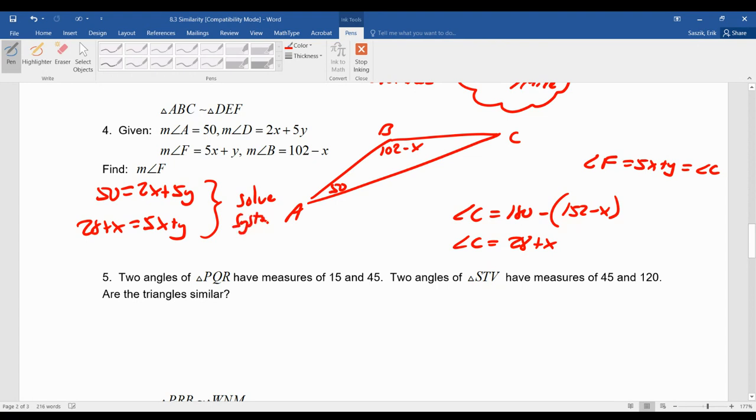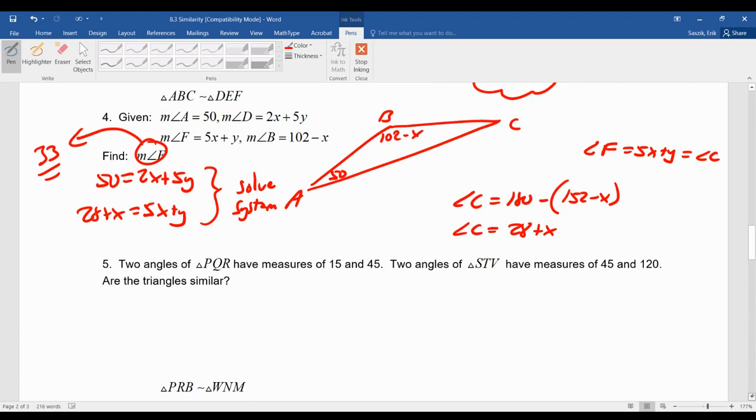And you've got to solve this system, okay? I'm not going to solve the system. You will get nice whole values for x and y. You will get a final answer of 33, okay, for this problem.